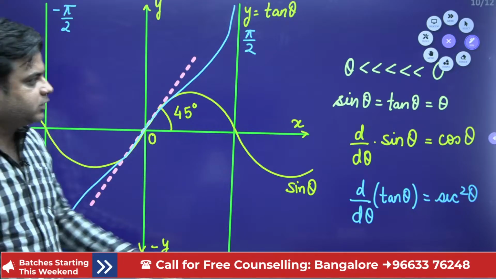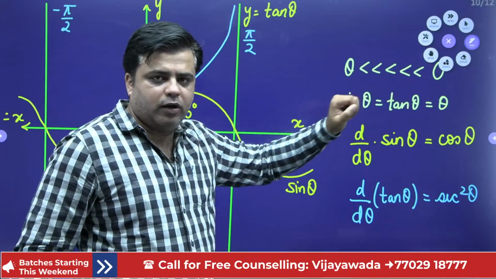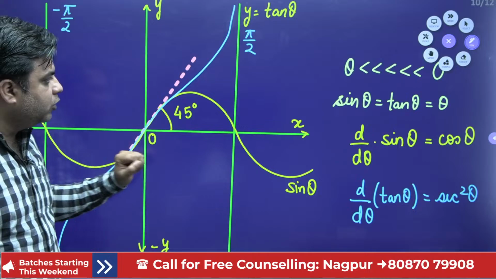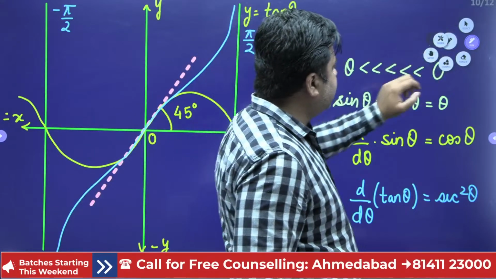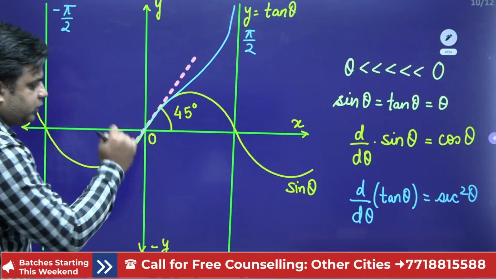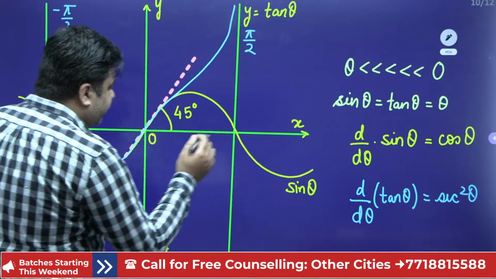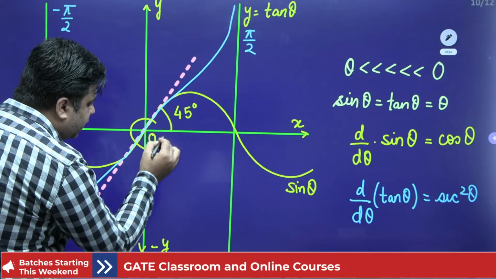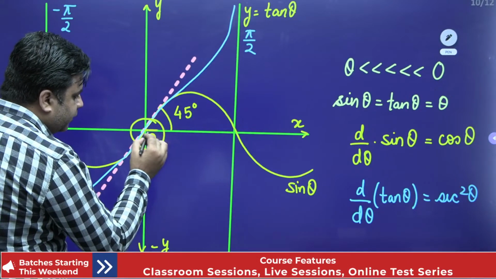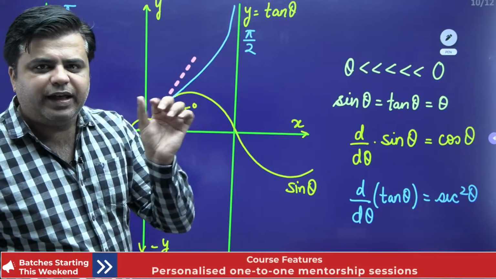Now understand this. What do we mean when theta is very small? We do not mean that theta is equal to 0. What we mean is that theta is very close to 0, that we are talking about this vicinity. We are so close to 0 that theta is very small.